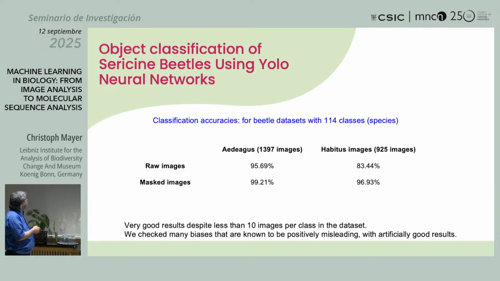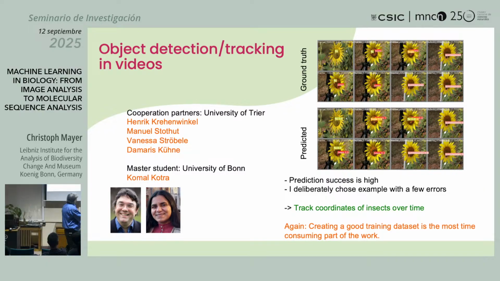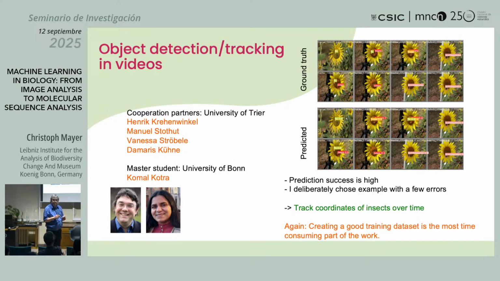This is another project with Koma Kotra. She was a master student, and we detected insects on flowers for monitoring. Here you see the ground truth, and that's what the neural network predicted. That's basically the test data set here. You see that this coincides. This is not identical. Actually, I deliberately chose an example with a few errors here. Normally, it works quite well, but it's not 100% perfect.